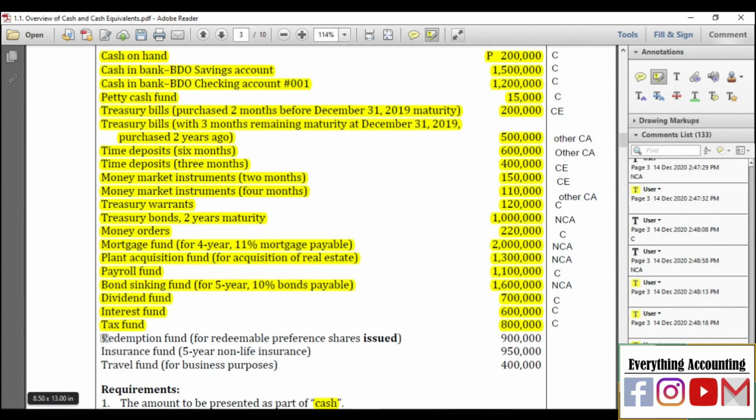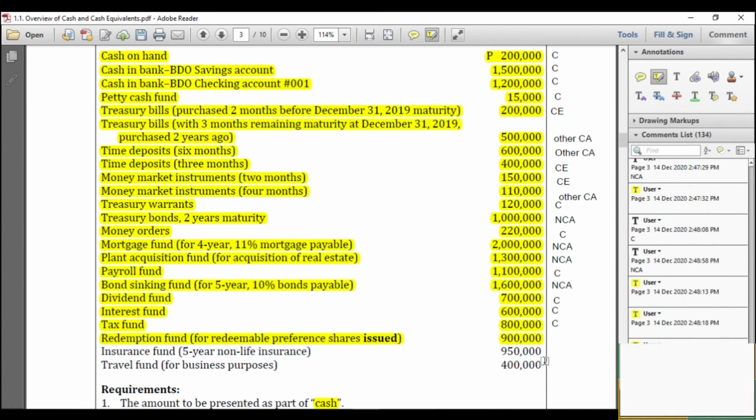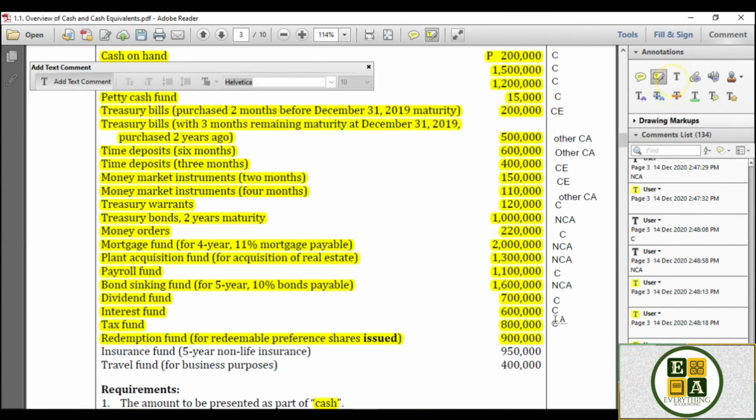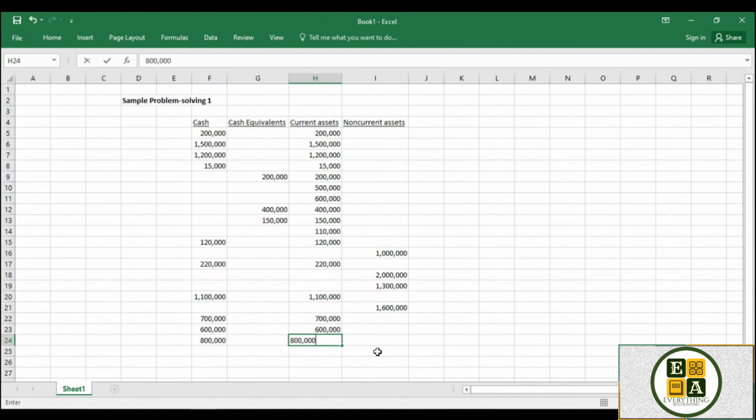Then we have redemption fund. Okay, redemption fund, hindi daw redeemable preference share. Rather, redemption fund. For redeemable preference shares issued. Tayo daw yung nag-issue, hindi tayo yung may investment. Tayo yung nag-issue. So therefore, this fund is quite restricted. So non-current asset. That is 900,000.